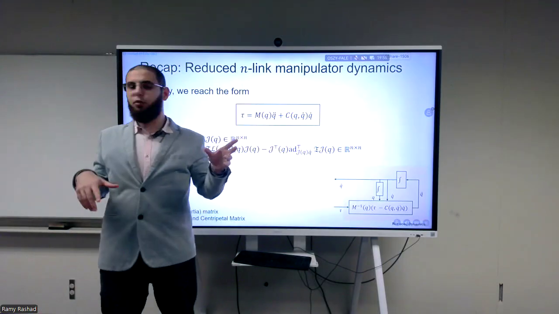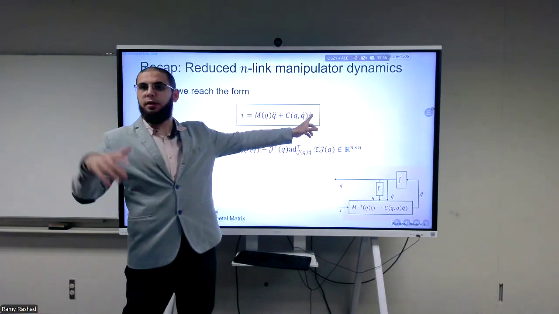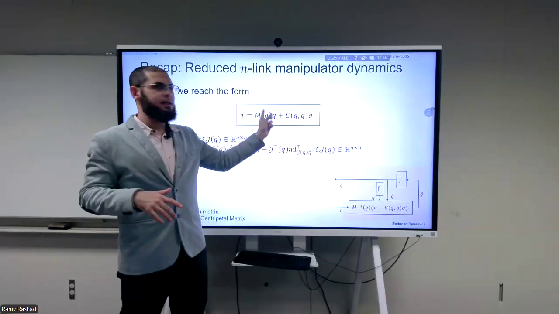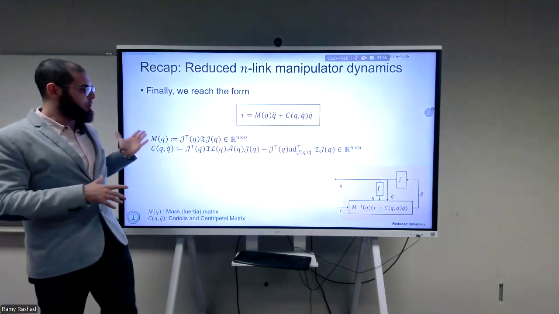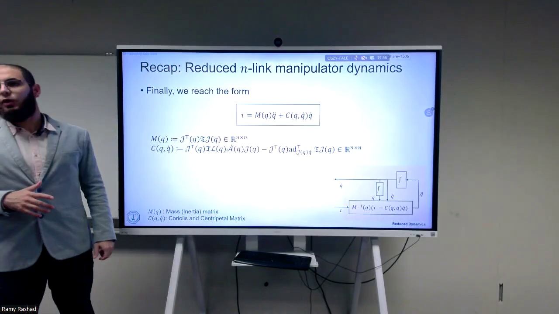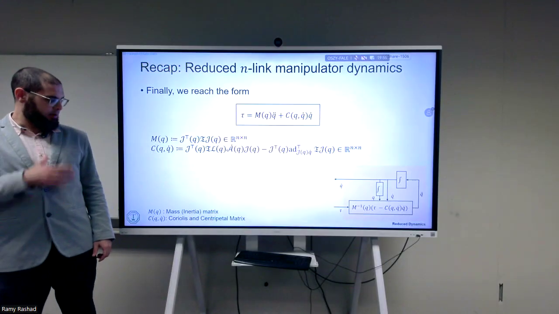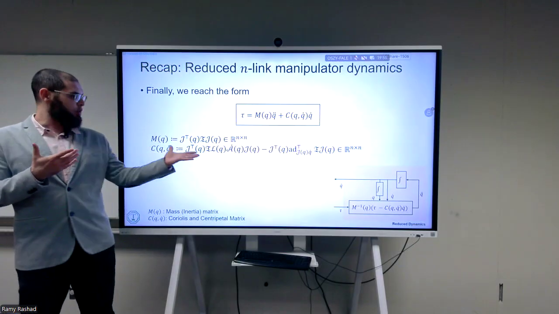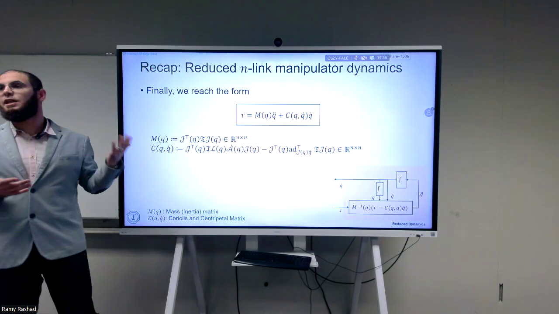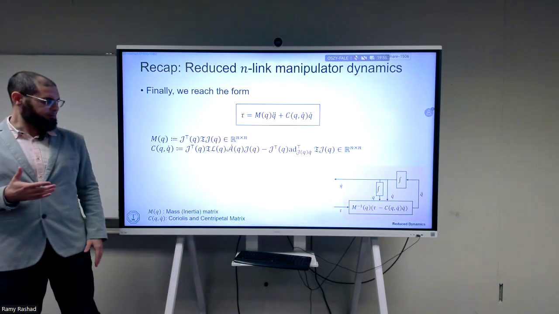Vector as in tuple. This is an n by 1 tuple. This is an n by n matrix. This is an n by n matrix, and you're left here with the n by 1 control inputs. So this is actually the dynamic equation for an n-link manipulator. The M was given by this expression, and the C was given by this expression. The M is known as the inertia matrix or the mass matrix.